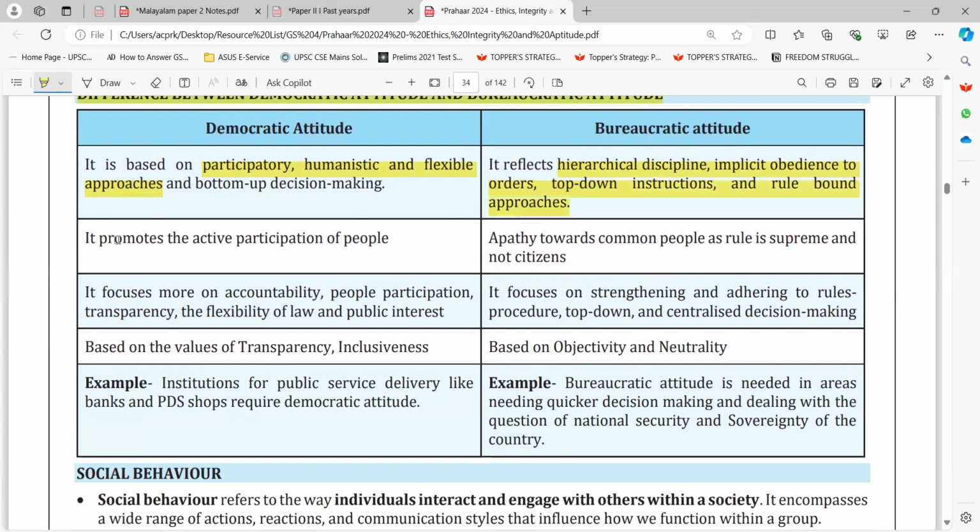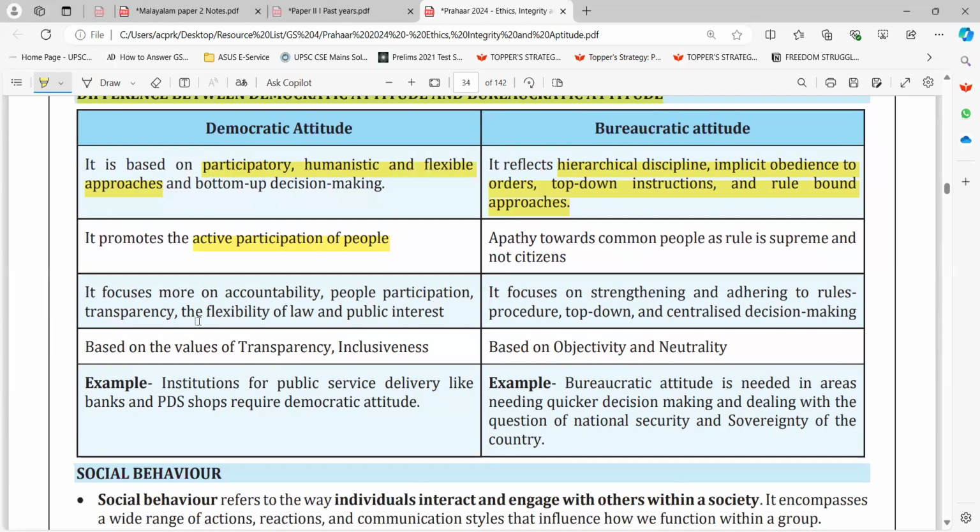Democratic attitude promotes the active participation of people. Bureaucratic attitude, apathy towards common people, as rule is supreme and not citizens. Democratic attitude focuses more on accountability, people participation, transparency, the flexibility of law and public interest. Bureaucratic attitude focuses on strengthening and adhering to rules, procedure, top down and centralized decision making.